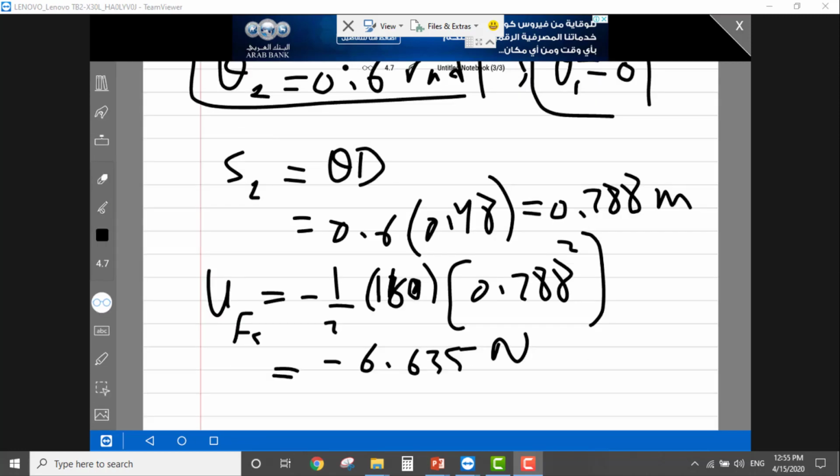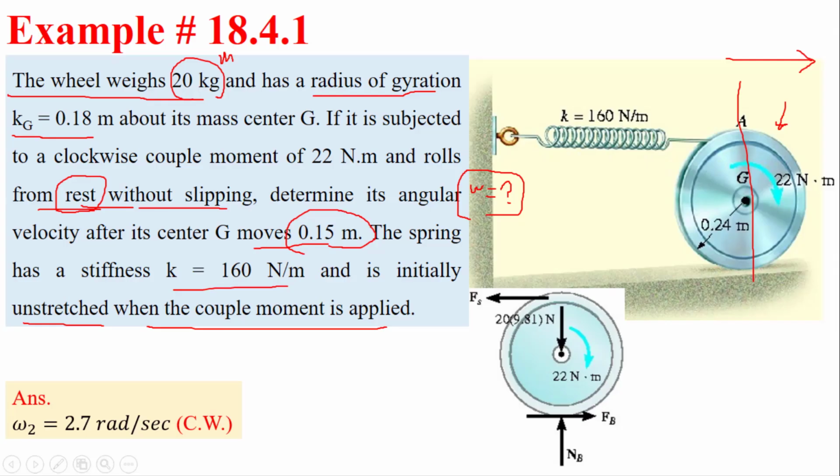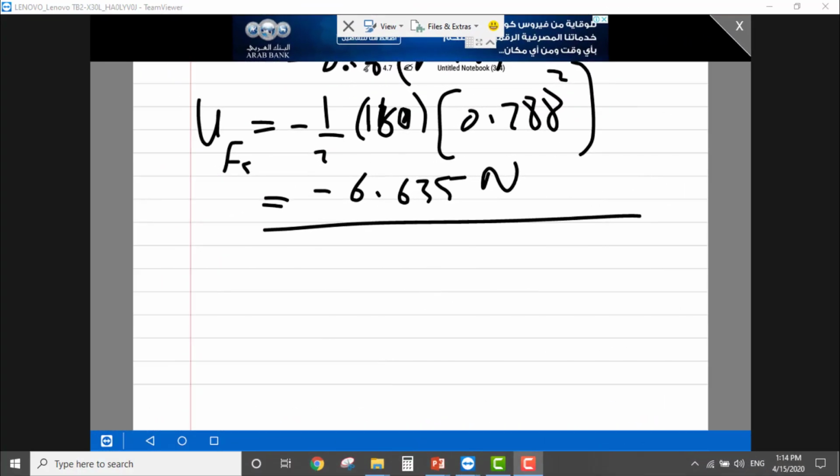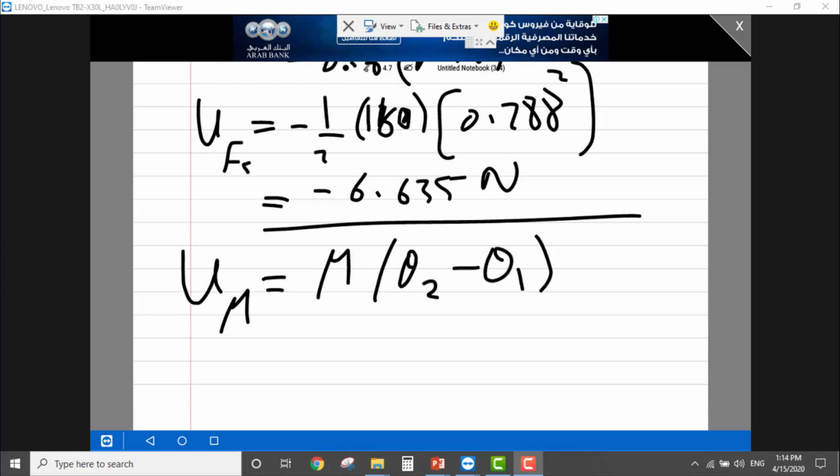Now, the work due to moment: U due to moment equals moment multiplied by theta 2 minus theta 1. And this sign is positive. Why? Because the direction of moment and theta are in the same sense. So here we have 22 multiplied by 0.6, and this gives us 13.2.